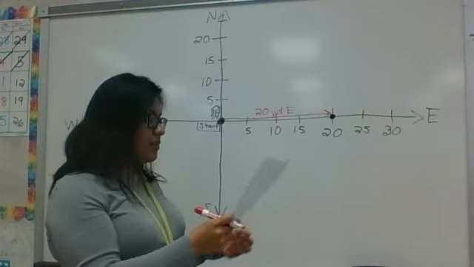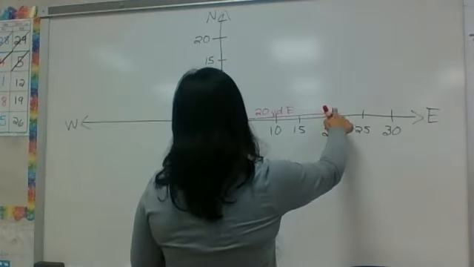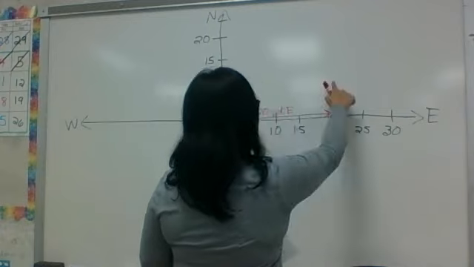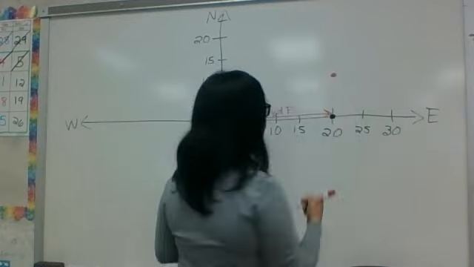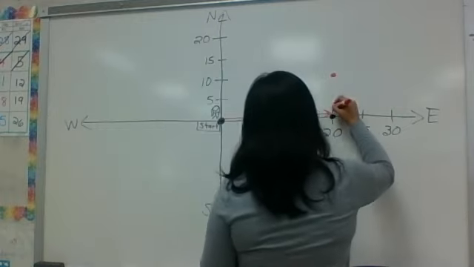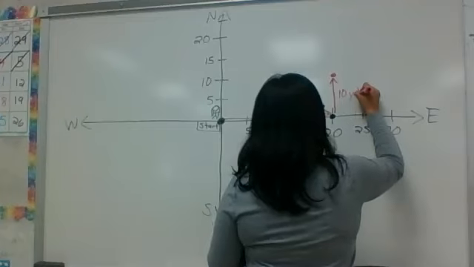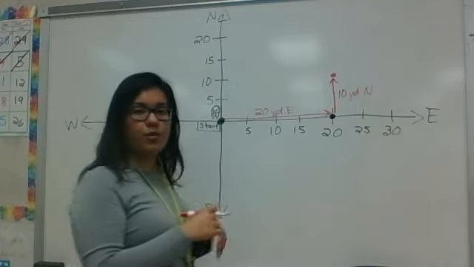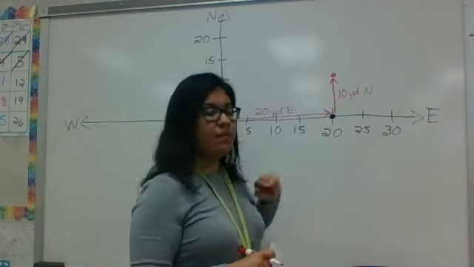And then we're told the next time she moves 10 yards north. So we're going to go over here, make sure that we're moving 10 yards up, and put another dot right there. Okay, again, I'm going to draw that arrow and label it 10 yards north. So remember the number and the unit and the direction.